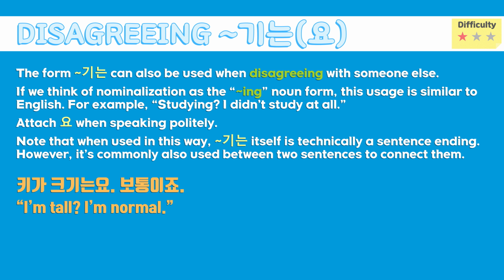The form 기는 can also be used when disagreeing with someone else. If we think of nominalization as the ing noun form, this usage is similar to English. For example, studying? I didn't study at all. Attach 요 when speaking politely. Note that when used in this way, 기는 itself is technically a sentence ending. However, it's commonly also used between two sentences to connect them.